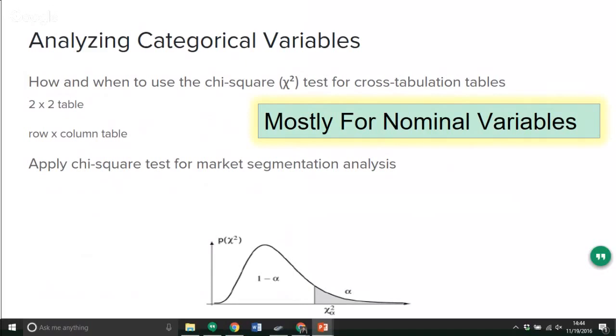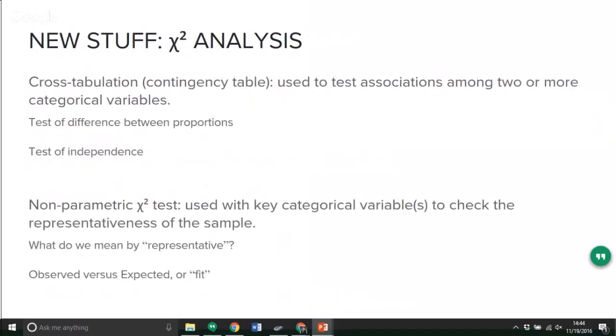So we're using categorical variables, mostly nominal variables, although there's limited reason why we couldn't also use it for ordinal variables as well. So one of the things we can use it for is to test associations among two or more categorical variables. What we're doing is testing the difference between the proportions of our sample data and our hypothesized data, and we do that using this test of independence, or chi-square.